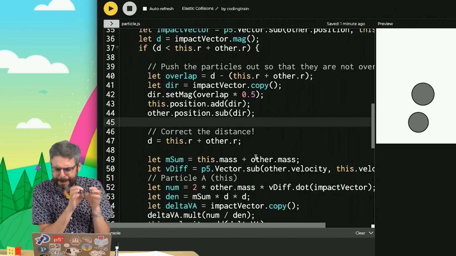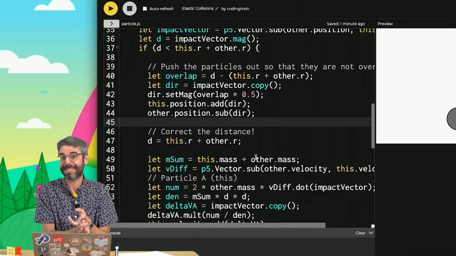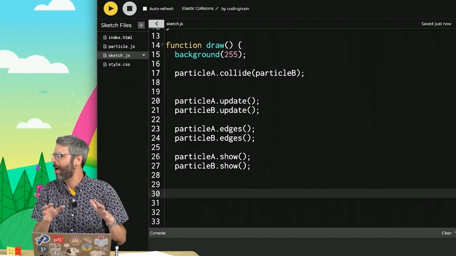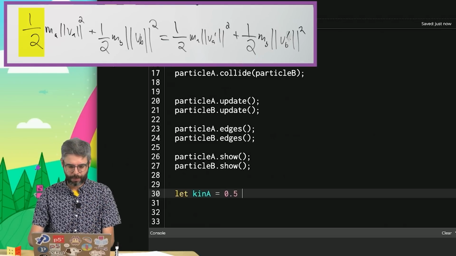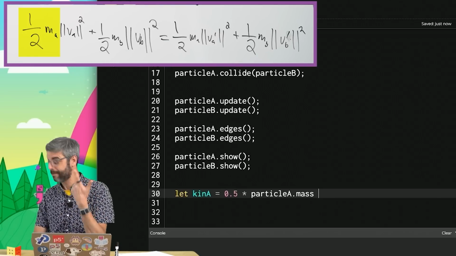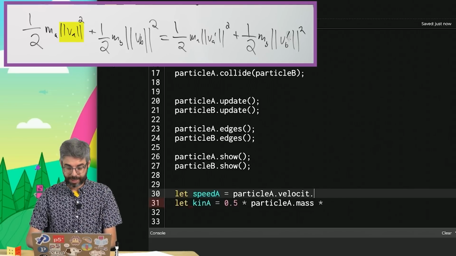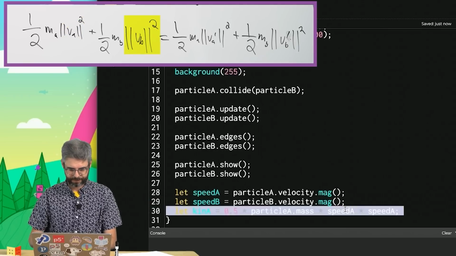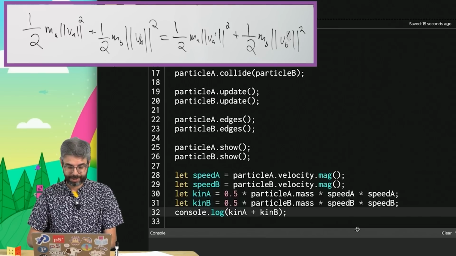Now that I've added this overlapping correction, let's take a look at the total momentum and total kinetic energy of the system and see if it's being conserved. Let's start with just the kinetic energy. That's a scalar quantity that'll be a little easier to track. Kinetic energy of A is equal to 0.5 times particle A's mass. Let's get speed A to be particle A's speed, the magnitude of its velocity, and speed B. And let's console log the total kinetic energy: kinetic energy A plus kinetic energy B.